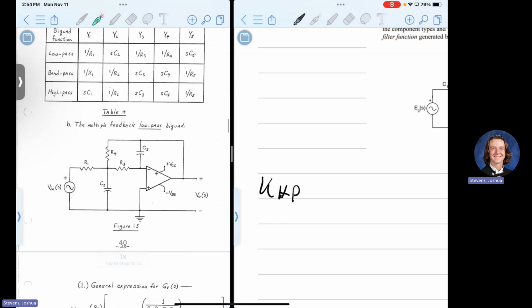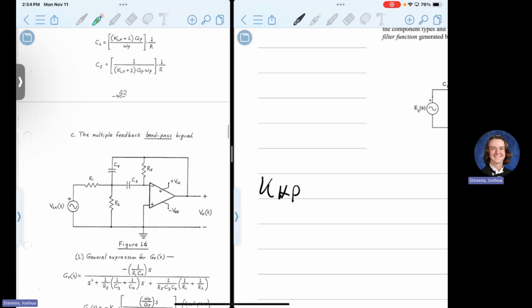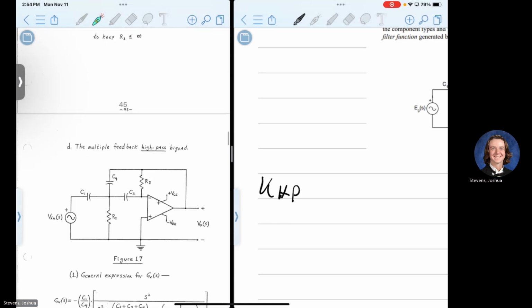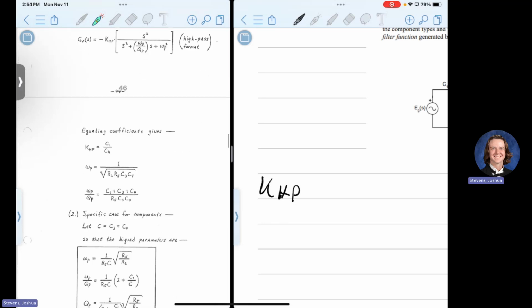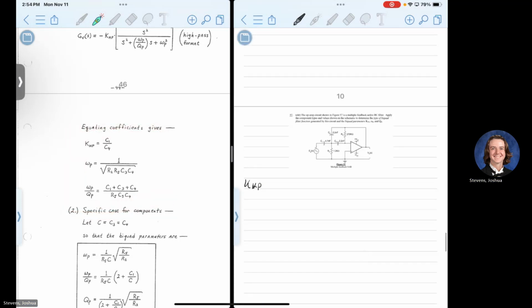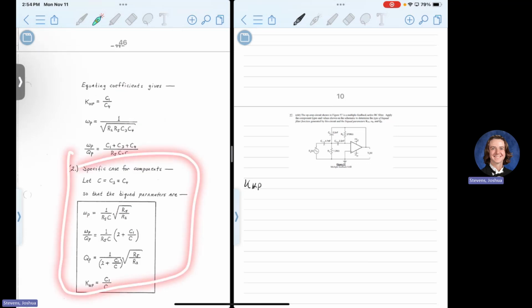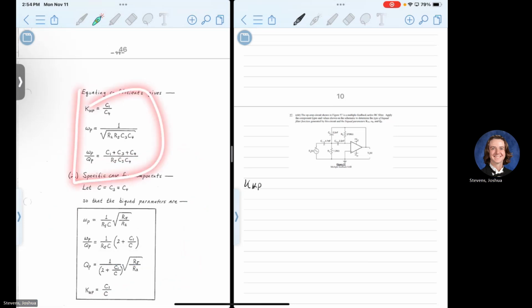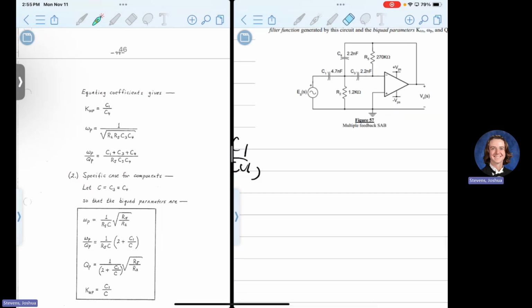So now we keep on scrolling. This tells you the multiple feedback biquad for low pass. Keep scrolling. Band pass. That's not what we need. High pass. Okay. We'll scroll down a little bit more. We have these formulas here. Literally it. This is for a specific case, so don't worry about this. But the equivalent coefficients are literally this.